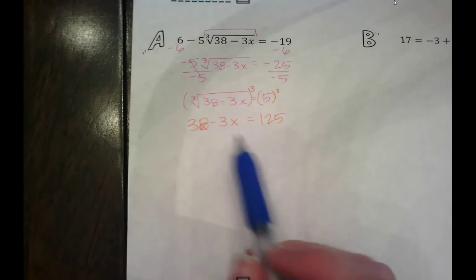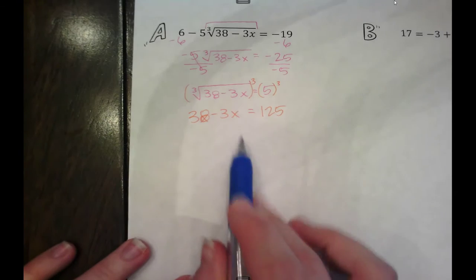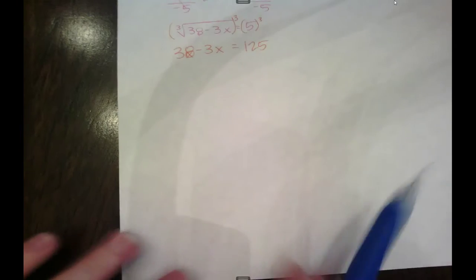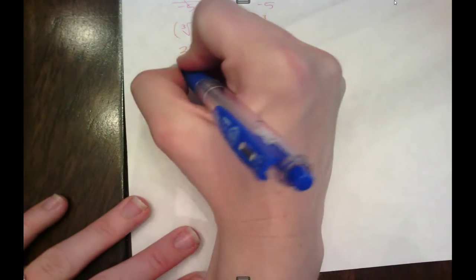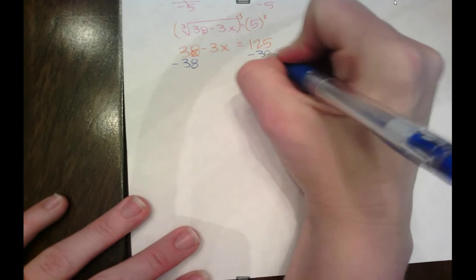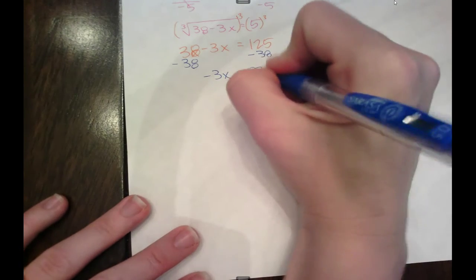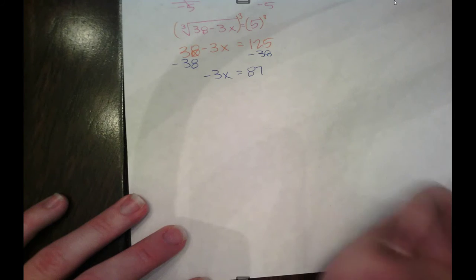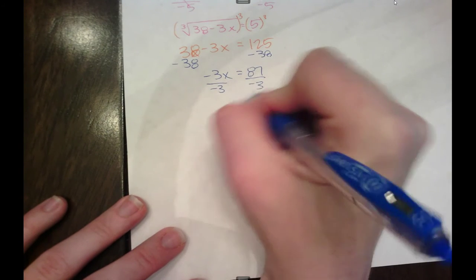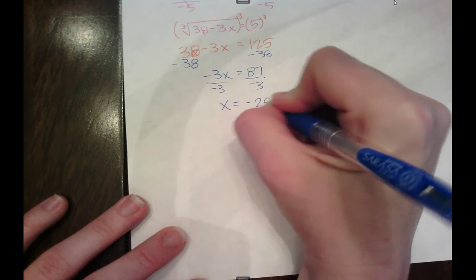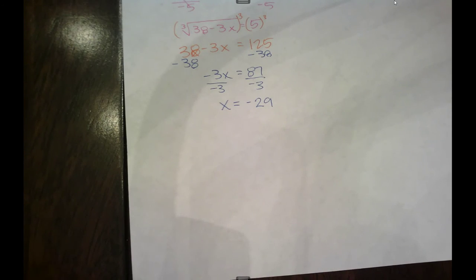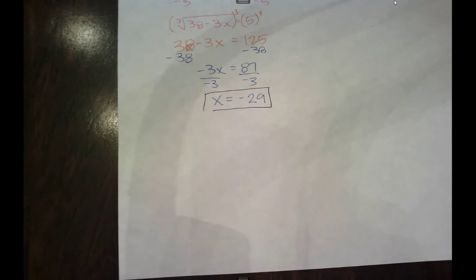So now we just have a problem with one variable that we can solve. So we got to get that variable by itself. That's what it means by step 3, solve. So we got to deal with this positive 38, so we're going to subtract 38 first. And we got negative 3x equals 87. X is being multiplied by negative 3, so I can divide by negative 3. X equals negative 29. And that is it. We are done. X is negative 29. So I got one more example.